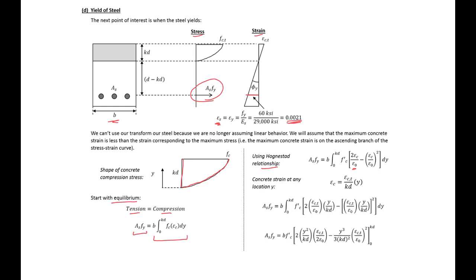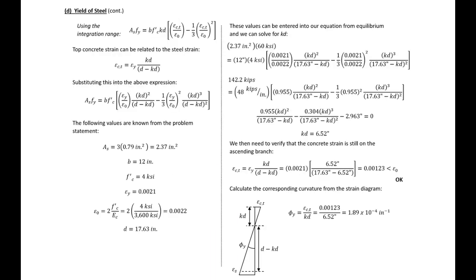So we can relate epsilon c to kd, in terms of y, which we'll do here, and in terms of the top concrete strain. So the strain at one point. So that's how we'll get it in terms of our variable y that we can integrate over the depth. So we can substitute that in, and we can integrate. And we'll get this expression here. We can then use our integration range, 0 to kd, and substitute that into our previous expression here.